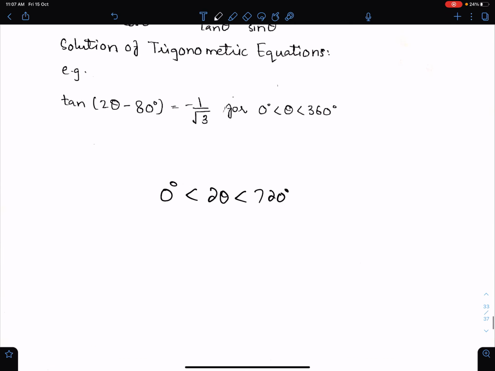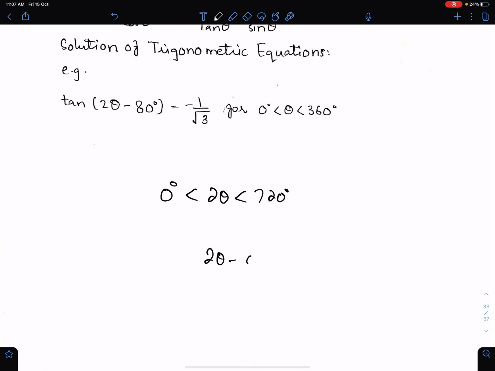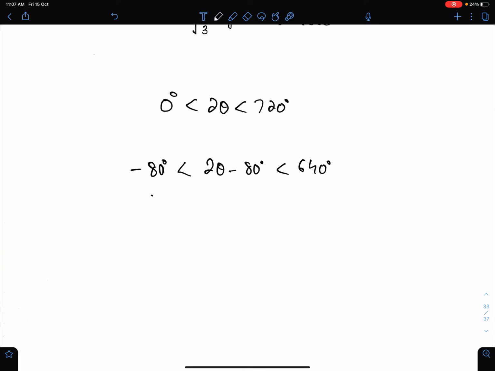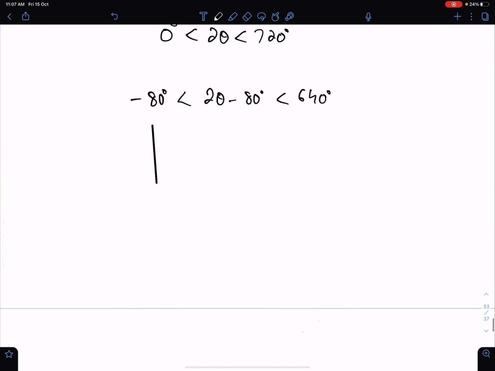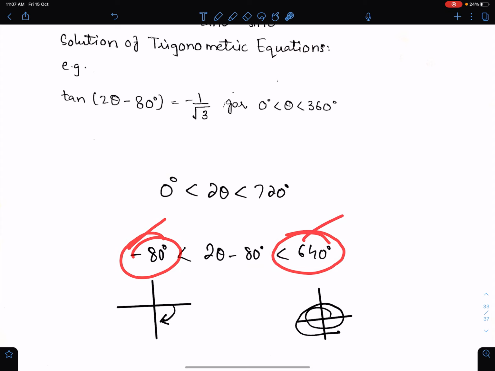Now you need to bring minus 80 into this domain. You need to make this as this. So 2 theta minus 80, minus 80, and this will be, I guess, 640. Now you have to work according to this new domain. This means you need to work in clockwise direction, but within this quadrant, fourth quadrant. And this means you have to work almost twice. So first convert the domain into this angle form, and then understand the meaning of negative domain and positive domain.